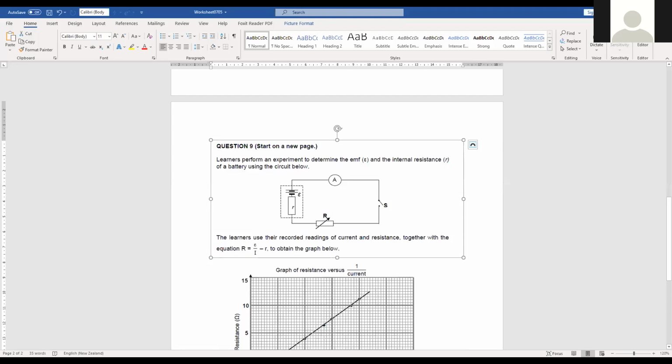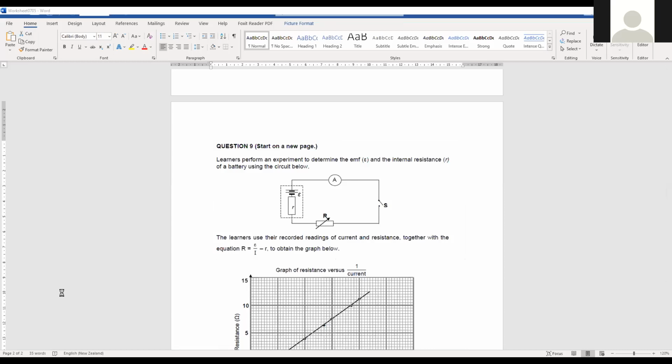Can I explain 9.2.2 again, please? Yes. Let me do my whiteboard.